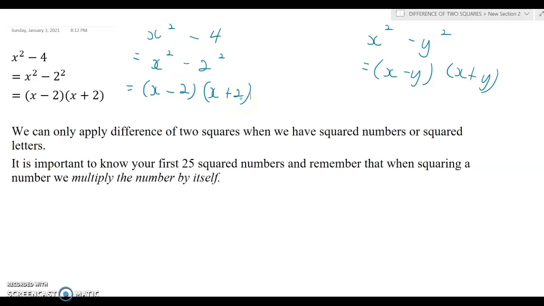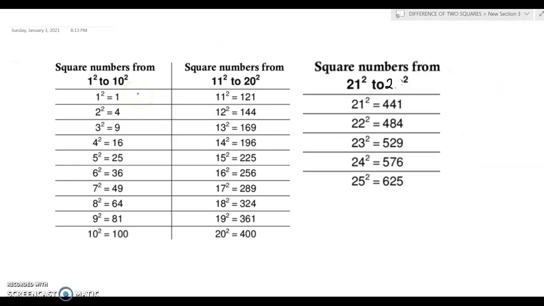Now, we're going to look at some squared numbers. You're supposed to know the first 25 squared numbers, and you actually would have met them before, probably just didn't know the term. So as I mentioned, the first 25 numbers, you're supposed to know how to square them. I apologize, it's supposed to be 25 here.